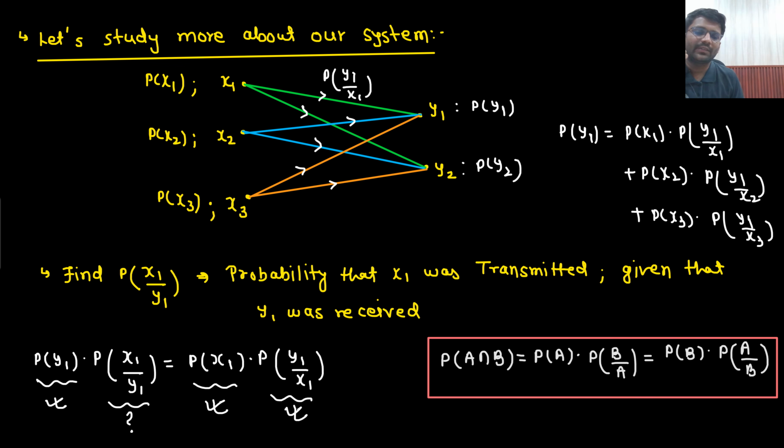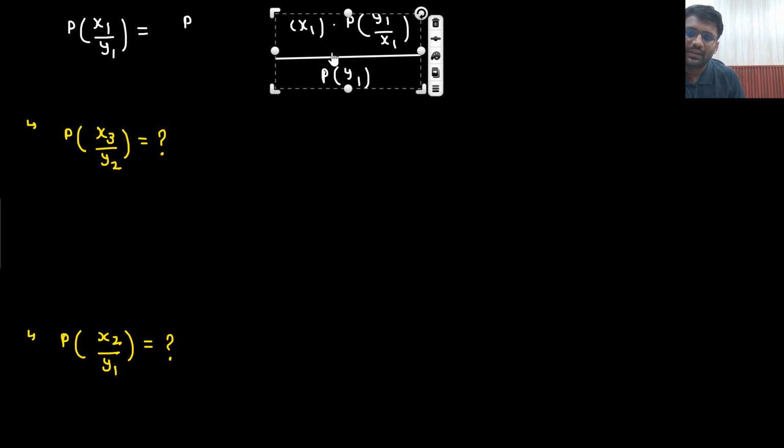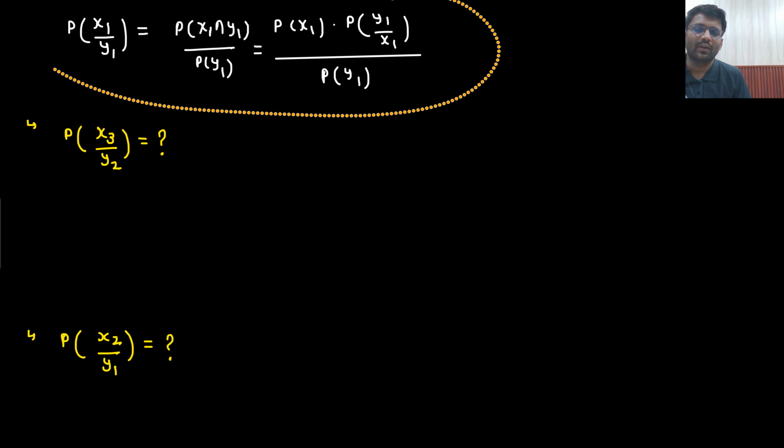You could have thought from here as well, no? Probability of x1 by y1. How could you have thought? You could have thought that I could write this as the probability of x1 intersection y1 divided by the probability of y1. Right? It is just a conditional probability. But then here you write the probability of x1 multiplied by the probability of y1 by x1, divided by the probability of y1. So this is what you would have written.